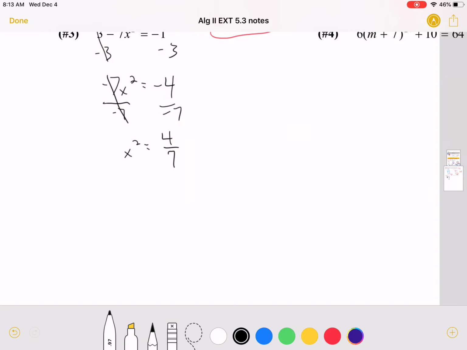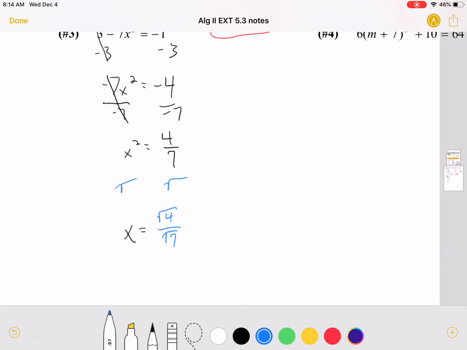Now, again, how do we get rid of a square? We do square root. So we write this as x equals, now you know you can write it like this, the square root of 4 over 7, but I encourage you to just skip that step and write it as the square root of 4 over the square root of 7, because you know you're going to have to do that eventually anyways.